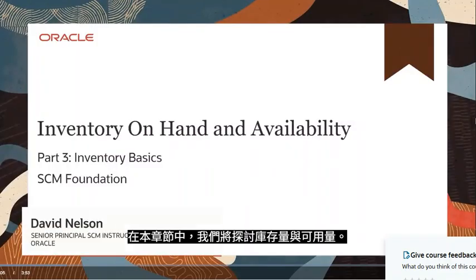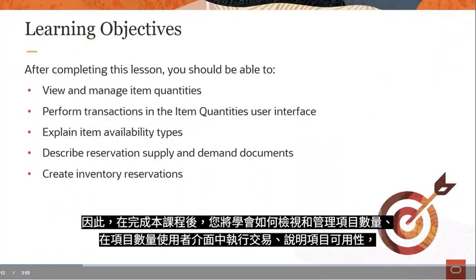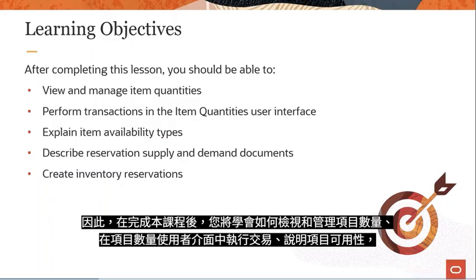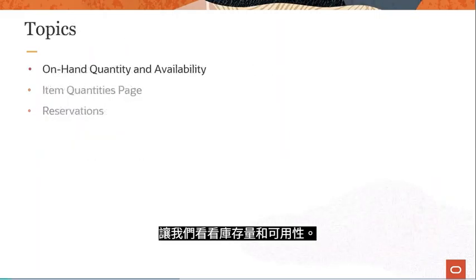In this lesson, we're going to take a look at inventory on-hand quantities and availability. After completing this lesson, you will know how to view and manage item quantities, perform transactions in the item quantity user interface, explain item availability, and describe reservations and demand documents, and how to create inventory demand, and how it is generally created. So let's take a look at on-hand quantity and availability.